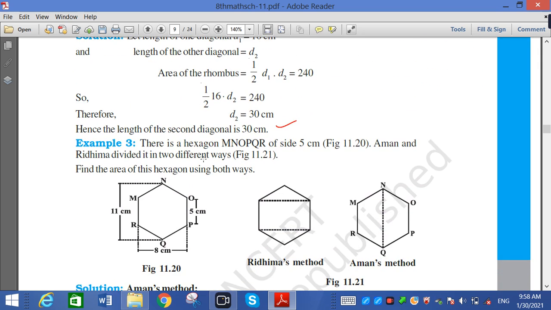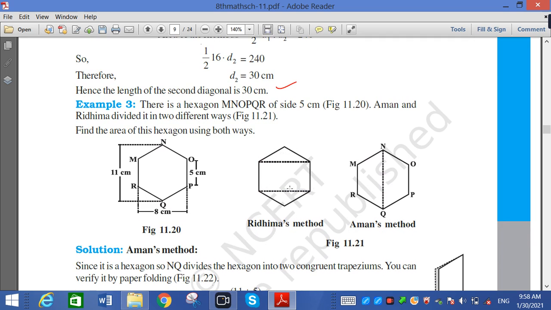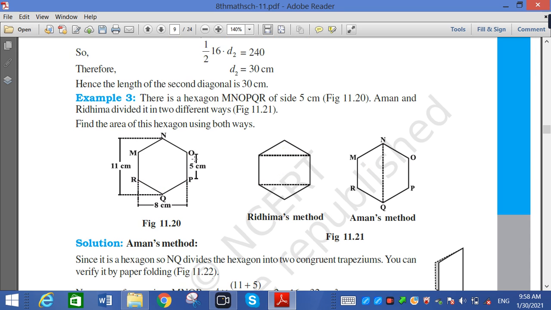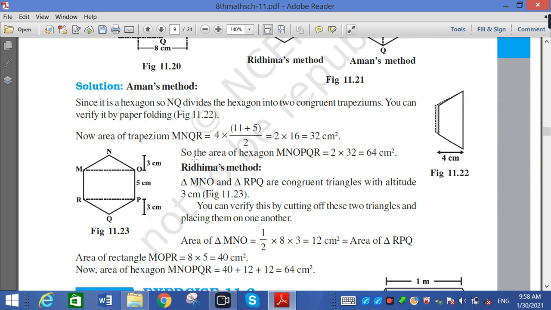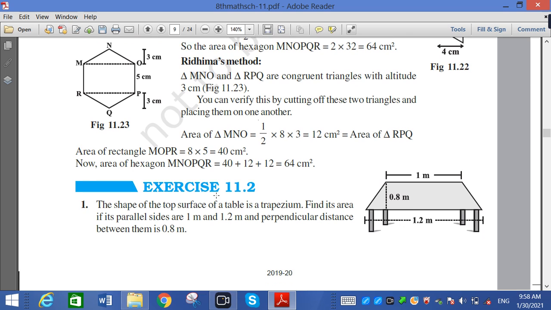So there is a hexagon. Different figures are there. Here a rectangle with a triangle. Here it is 2 trapeziums. If you see that, from here we can make congruent figures. So that way we can do it. So different areas are there. You will see that, but okay.